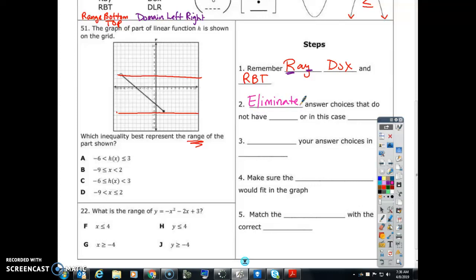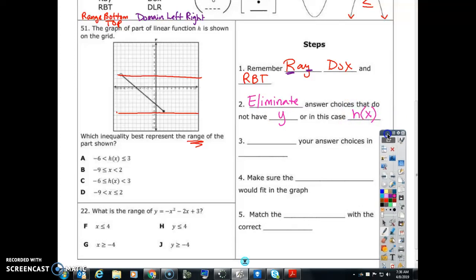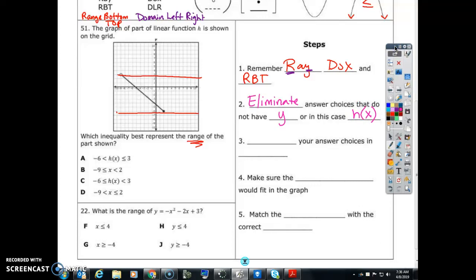Then you should have eliminated answer choices that do not have y, okay? Or in this case, it's the h of k, because h of k or f of x, those are your y's. Y is the same thing as h of k. So these that have x's, you should have crossed them out. They're not asking for the domain, they're asking for the range.